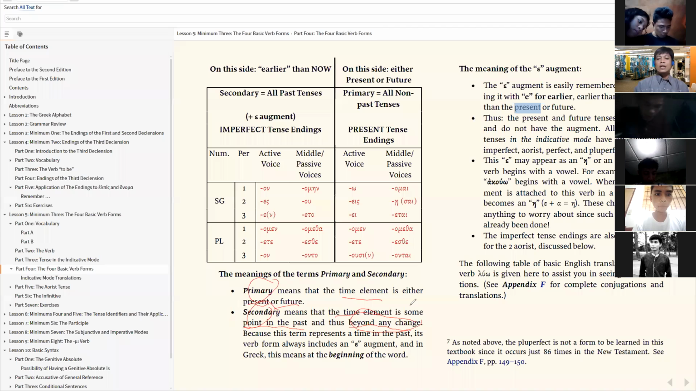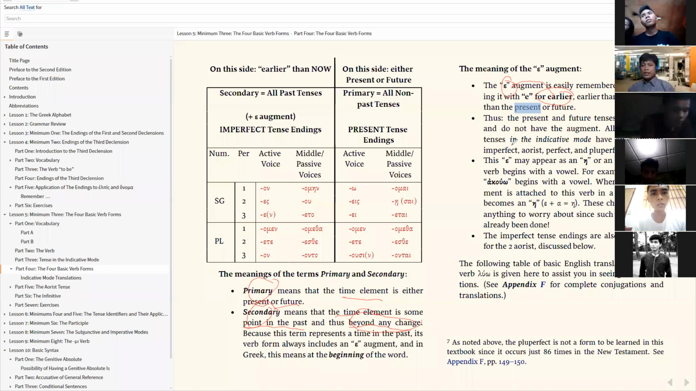That's not part of our lesson, but I'm just giving you a difference right here. So the augment means earlier. When you have the augment, it's earlier than the now. It means earlier than the present or the future. So the augment would only go with the secondary tenses.